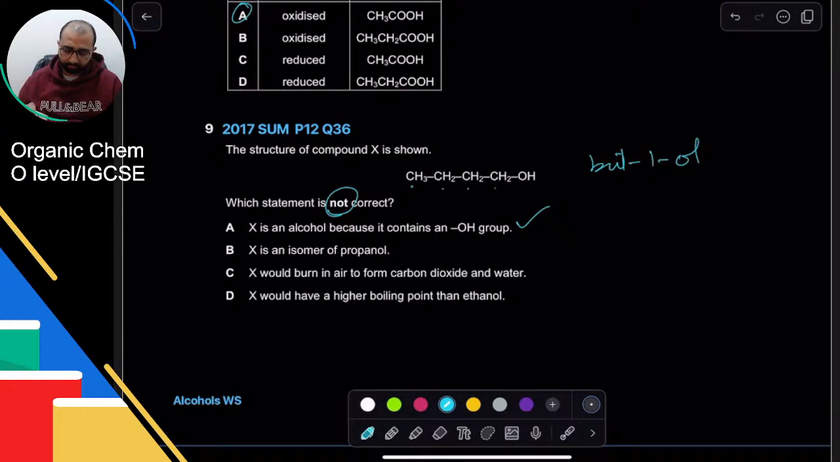So this statement is fine, this is not the answer. X is an isomer of propanol. That's not possible. Propanol has 3 carbons. This one has 4 carbons. Impossible. So this one is incorrect.